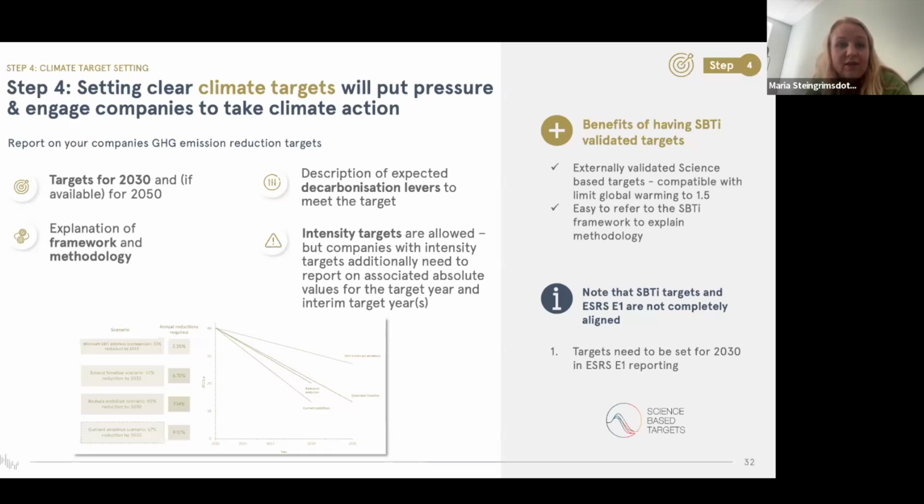But just some useful information for the companies that already have validated SBTi targets. The targets in the ESRS E1 need to be set for 2030. But currently, it is possible to set near-term targets through the SBTi framework between 2028 and 2033. So there might be some recalculations that you need to do before being able to report according to ESRS E1, because you need to then recalculate your target to 2030.